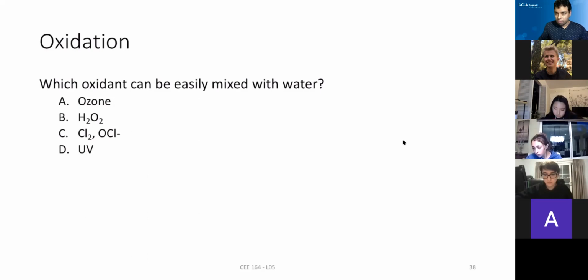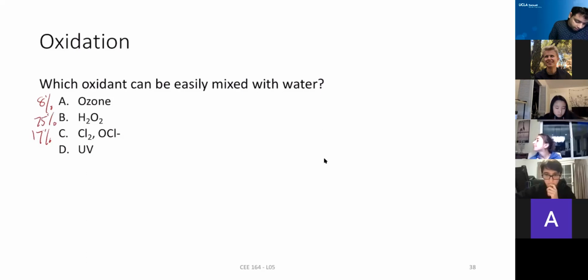All right, I'm going to close the poll in 5 seconds. All right, here are the results. There is a mixed distribution. 17% says C, 17%, 8% here, and 75% this one. Okay. So UV light you cannot mix. That's easy to explain.